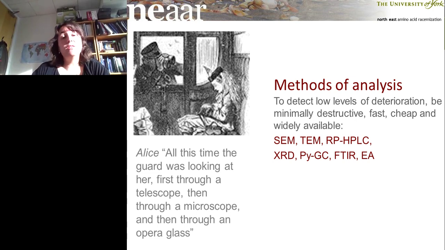And so we used a combination of different imaging, electron microscopy, SEM-TEM, chromatography, so reverse phase LC, PI-GC, XRD, spectroscopy like FTIR, elemental analysis, a range of different techniques to really try and understand the degradation of bone material and wood material. So by using these complementary techniques, we could get a really good insight into the breakdown pathways of both the inorganics and the organics.